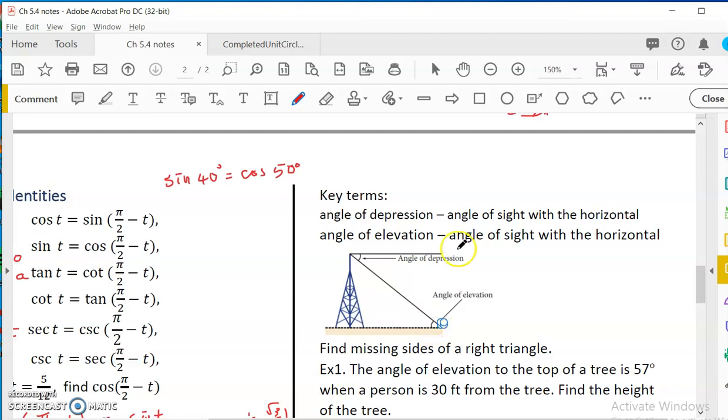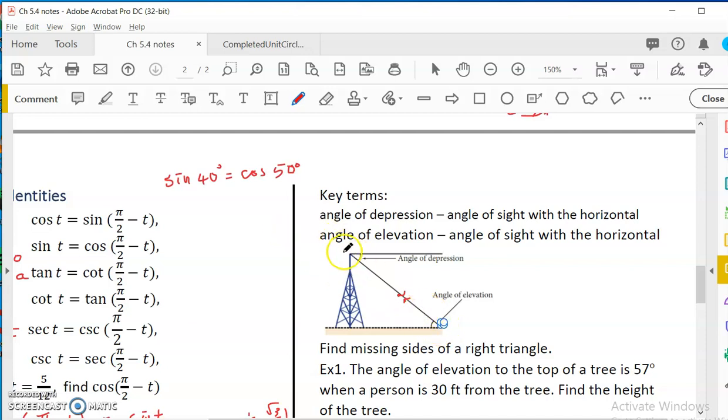This angle is called the angle of elevation. So you are looking up to look at something. This is your eyesight, or the line of sight, as we call it. And then the line of sight with the horizontal, this is it. And assuming the observation is done on the ground, of course.